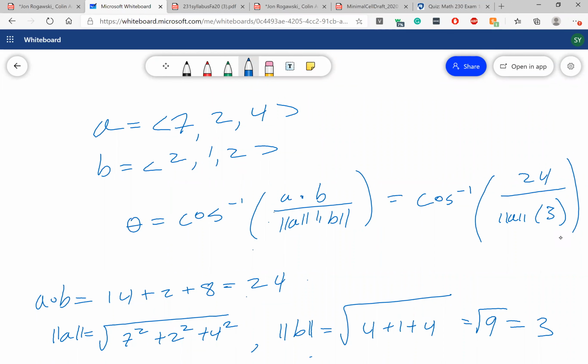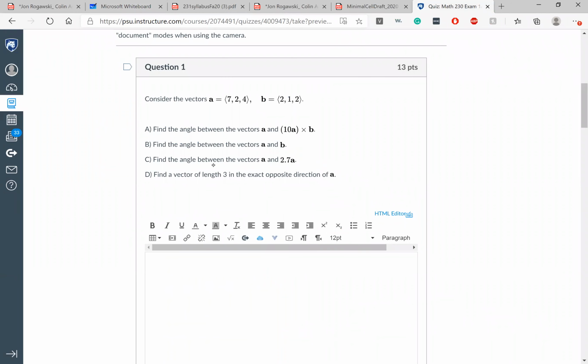Any questions about this? Okay, so then the next question, they ask us to find the angle between the vectors A and 2.7A. And this just multiplies A by 2, so the angle between these two vectors is going to be 0. And then they ask us to find a vector of length 3 in the exact opposite direction of A.